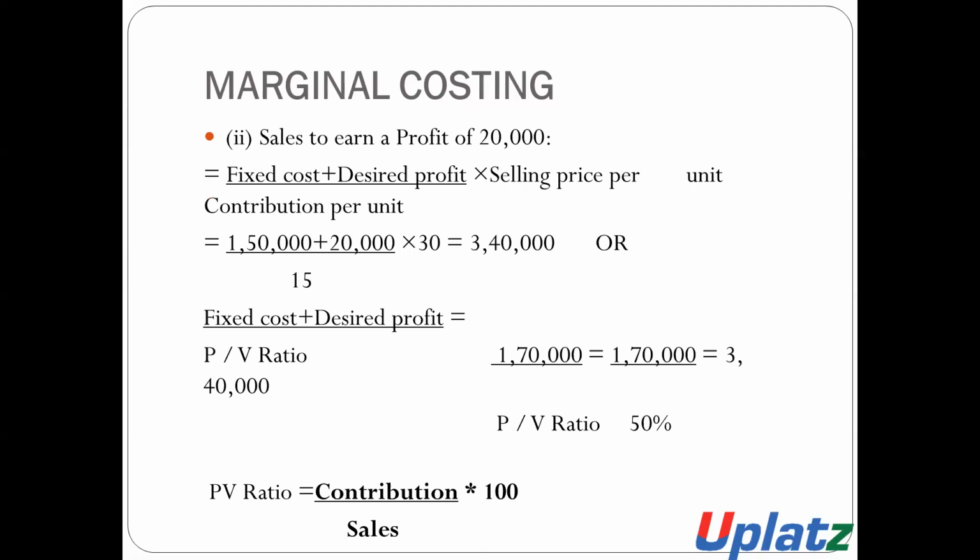The entity wants to earn the profit of rupees 20,000. Then the formula is fixed cost plus desirable profit divided by contribution per unit into selling price per unit. Fixed cost is 1,50,000 plus desirable profit 20,000, and the contribution per unit is 15 rupees and the selling price is 30. Then it is 3,40,000.